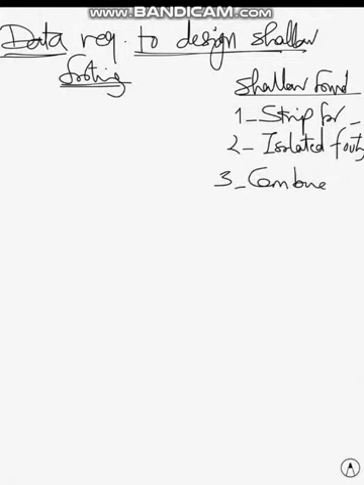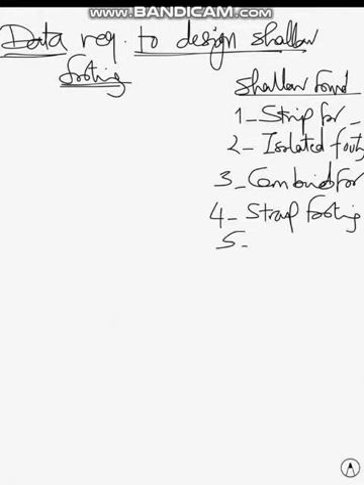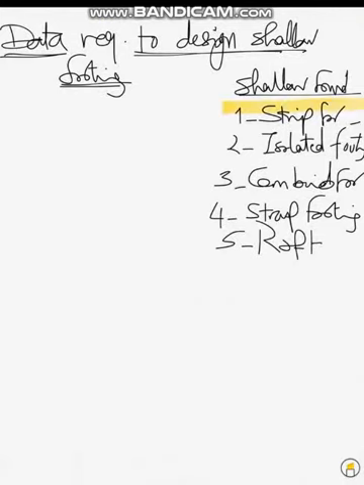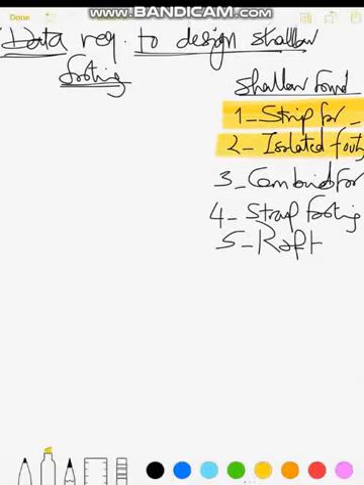The third type is combined footing, and the fourth type is called strap footing, and the fifth type, which is also most common, is the raft or mat foundation. Those are the types of shallow foundation. Which I am highlighting in yellow is inside our course this year, the isolated and the strip foundation.